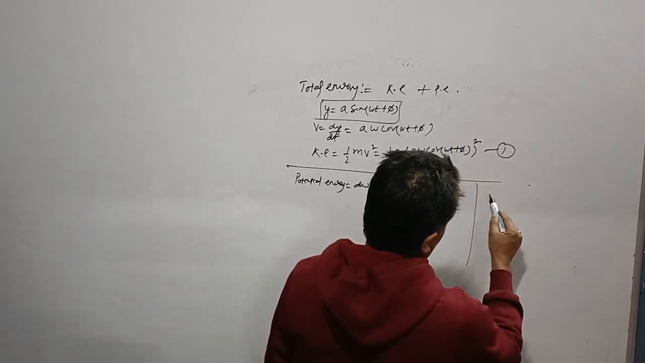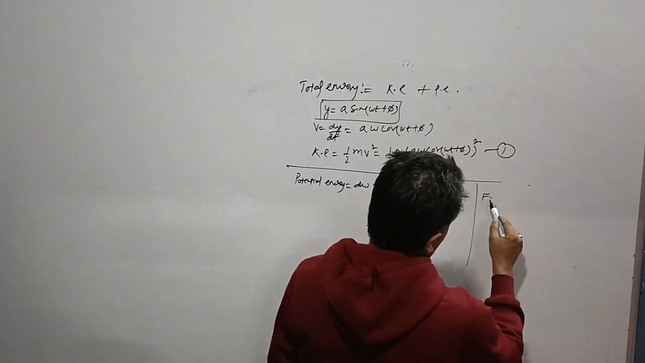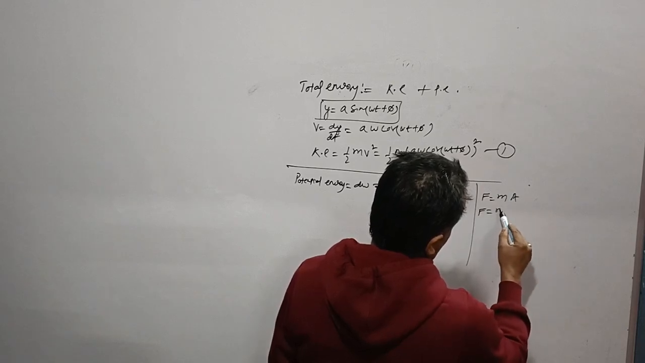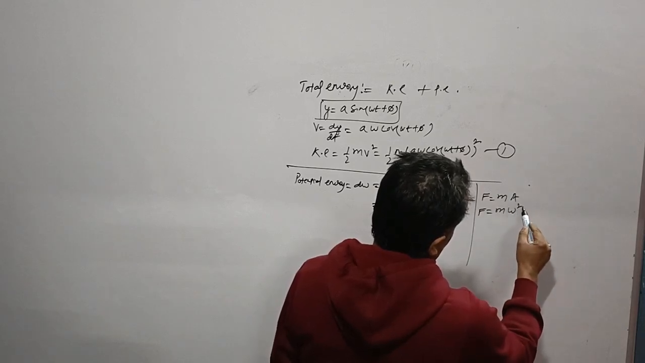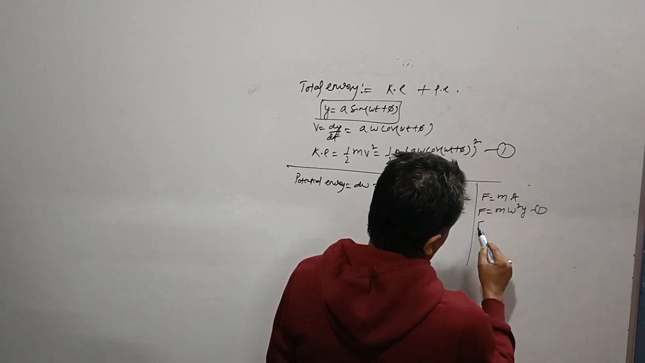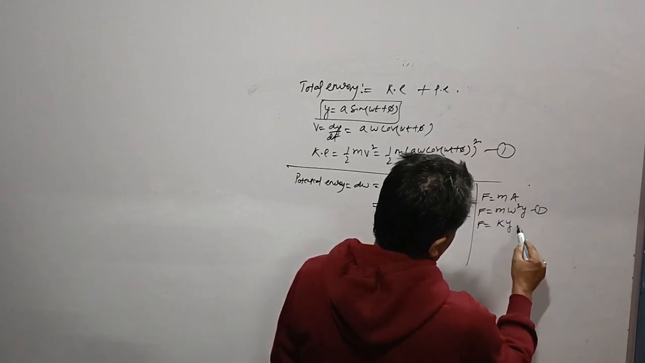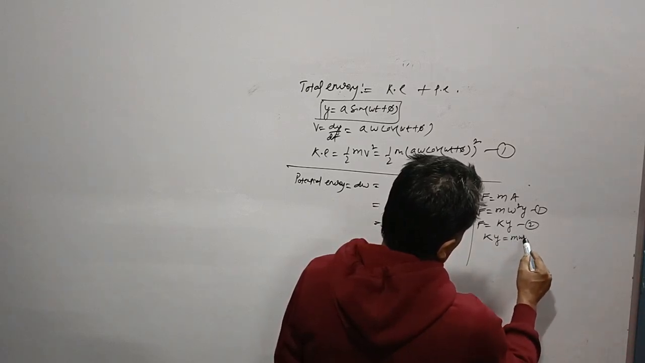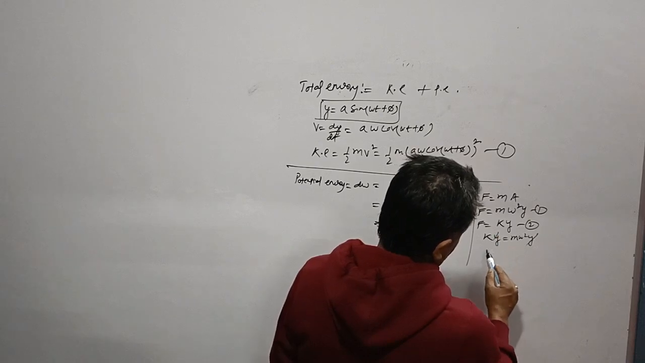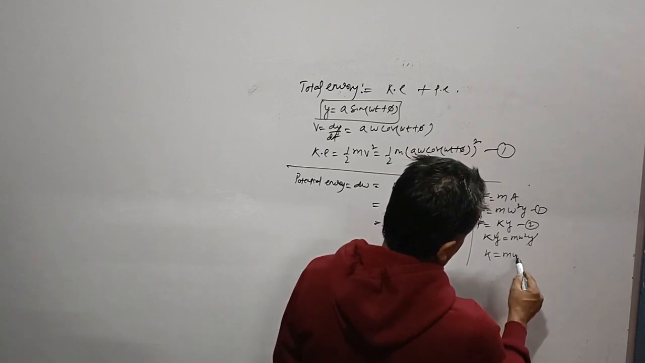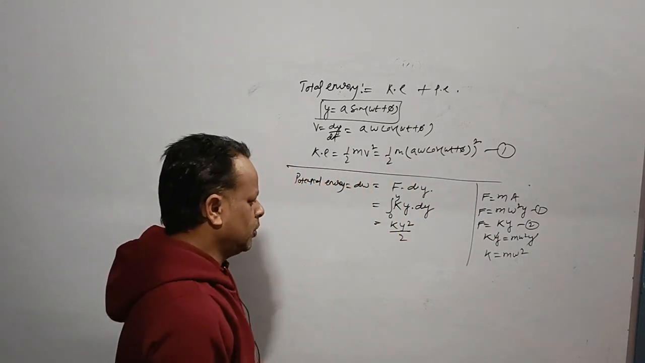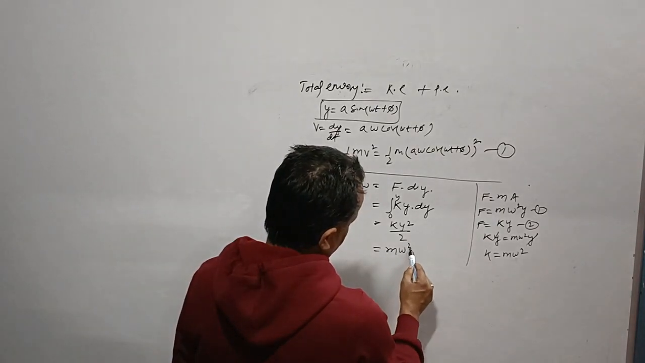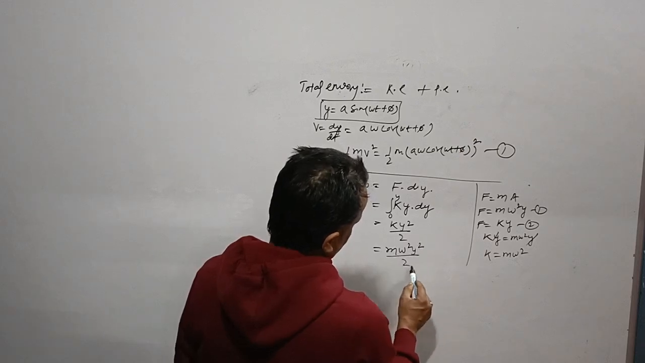What do we have k as? See, we know that force is mass into acceleration, and acceleration is omega square y. Then we have force equal to k into y. This comes out to be ky equals m omega square y. So k is m omega square. This gives m omega square y square by 2.